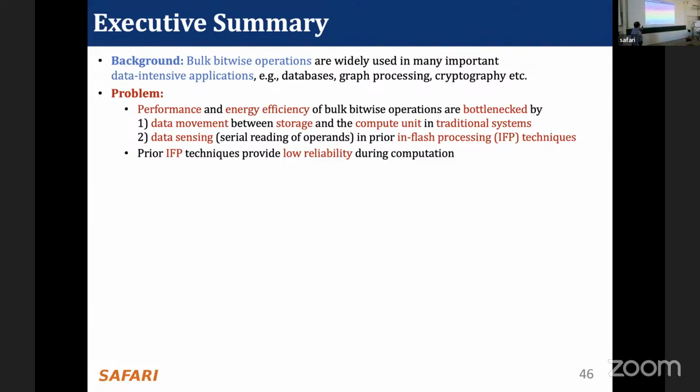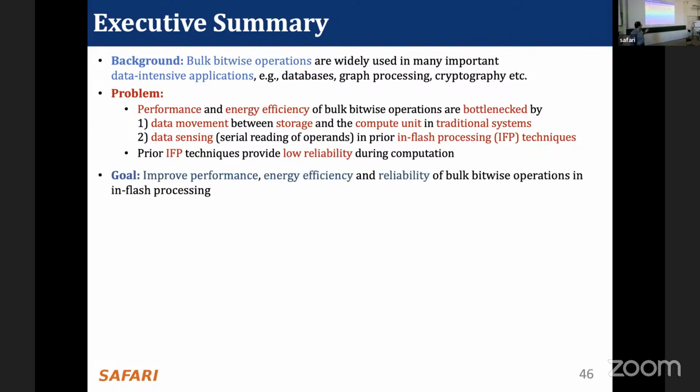So there has been an effort on addressing this, accelerating these applications in processing using memory as well as processing inside the storage. But the scope of this work is processing inside the storage. There was only one work that provided an in-flash processing technique, but the problem was that this work provided low reliability during computation. And also, prior in-flash processing techniques are bottlenecked by data sets that we will see later.